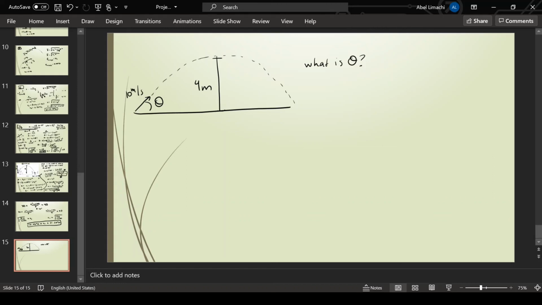Okay. Let's process this. What is theta? We know at the peak there is no Vy. It's only Vx. And we have this distance right here.